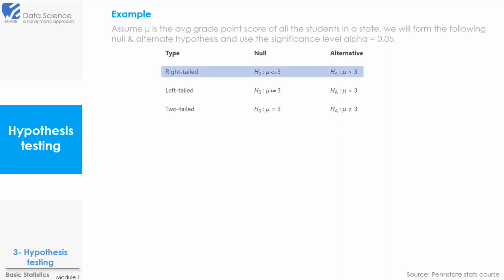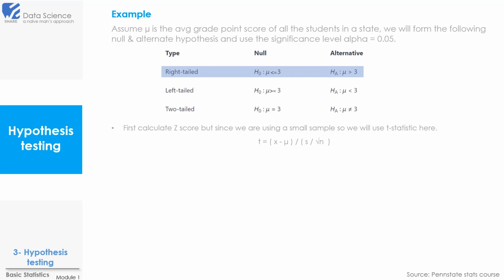So we'll first start with the right tail test, which says that our null hypothesis is mu less than or equal to 3 and our alternate hypothesis is mu greater than 3. So after forming the hypothesis, we'll move to the next step. In this step, we'll calculate Z score, but since we are using a small sample size, we will use the T statistic here. We can calculate T statistic by the formula shown here on the screen.